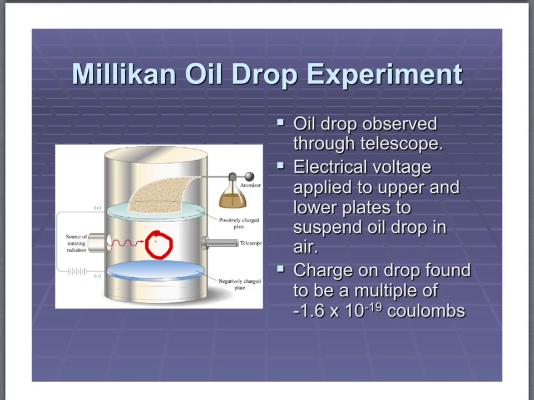And every time he did this experiment, he found that he always had to change the charge on the plates by a multiple of this number, which happened to be 1.6 times 10 to the negative 19th coulombs. And he realized that this must have been the charge on a single electron. So if there were 15 electrons on there, he would have had to change the charge on the plates by 15 times that number. If there were 2 electrons on there, he would have had to change it by a multiple of twice that number.